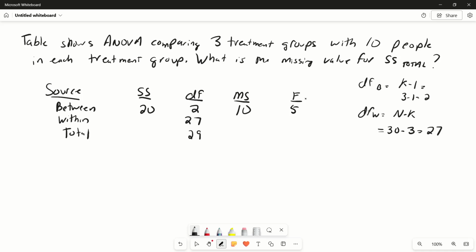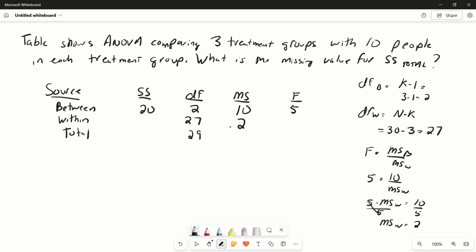Now, we also know that if the F ratio is 5, F is mean squares between divided by mean squares within. So 5 equals mean squares between, which is 10, over mean squares within. So that's 5 times mean squares within equals 10. Divide both sides by 5, and mean squares within is 2. So we know that the mean squares within here has to be 2, because 10 divided by 2 gives you 5.